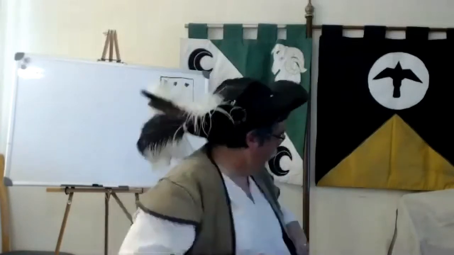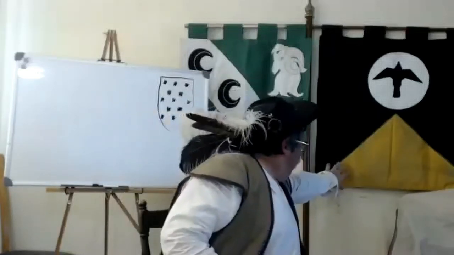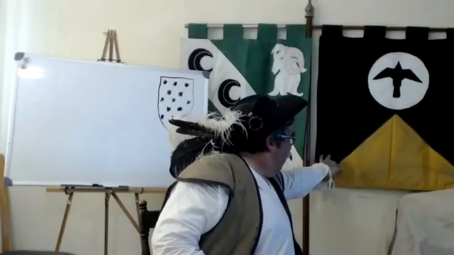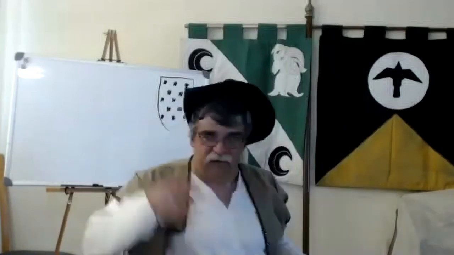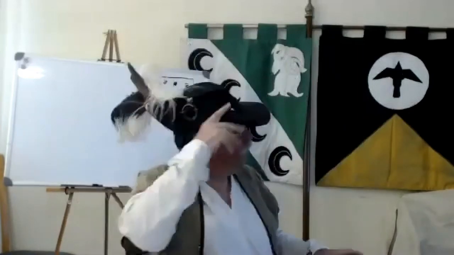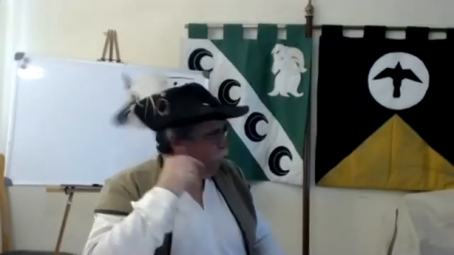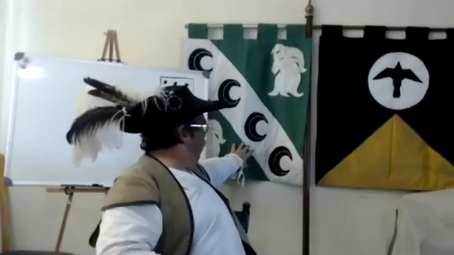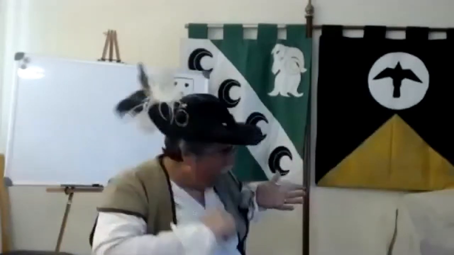On my arms, this right here is drawn as a chevron, but the reality is it's actually a different charge called a point, all right? So I have the yellow or gold point on my black field, and I have what is called a roundel, which is just a fancy heraldic name for a circle. And then in my roundel, I have a hawk, right? So we have both ordinaries. We have technically a point is one of the subordinaries that I don't have listed.